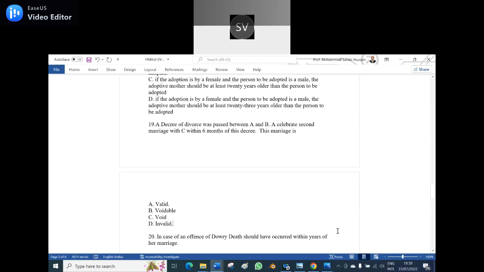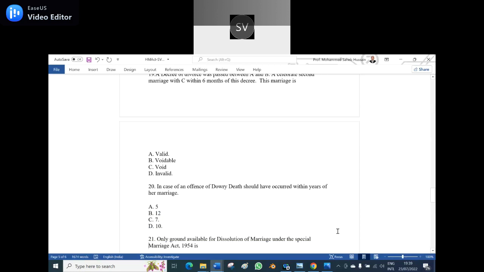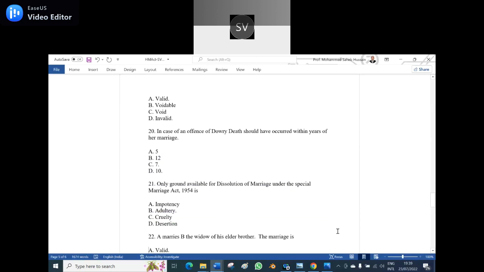20th question. Sir, please scroll. In case of an offense of dowry death, it should have occurred within dash years of her marriage. Option A, 5 years; option B, 12 years; option C, 7 years; option D, 10 years. Option C, 7 years.